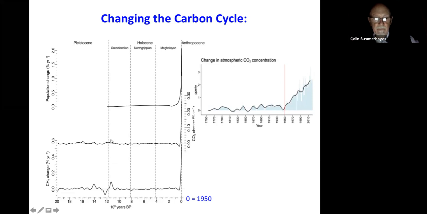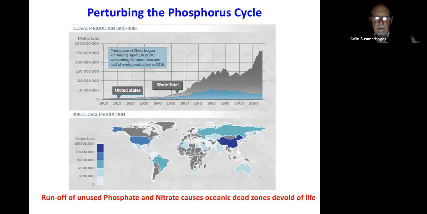Almost no change in the percent change per year from 11,700 years ago, right the way through, and then a really big kick up towards the end. So we're well aware that increasing population has a role to play in creating the Anthropocene.